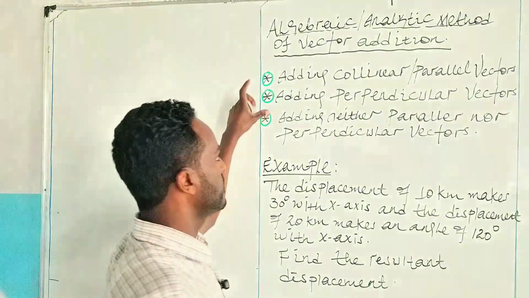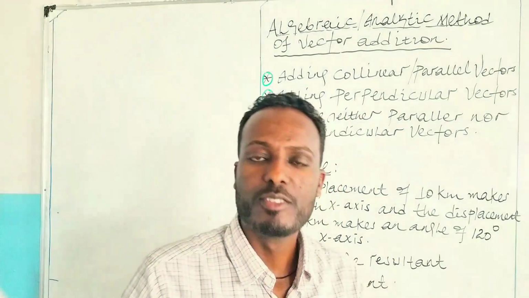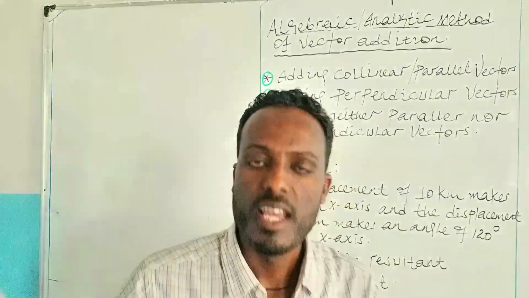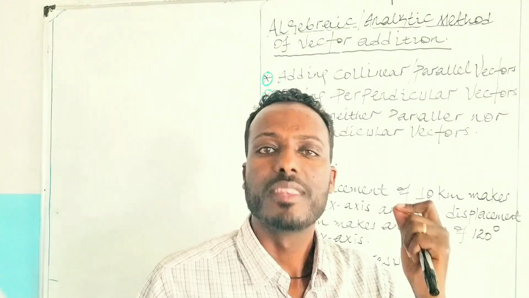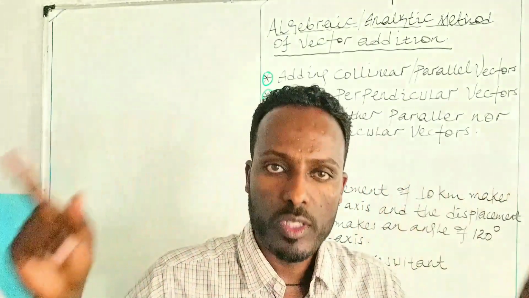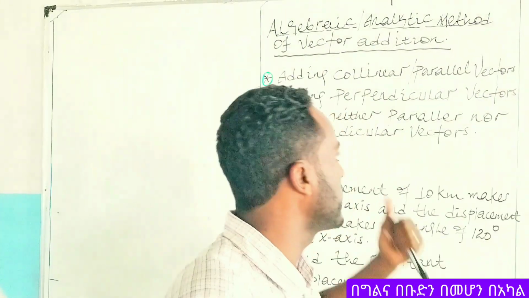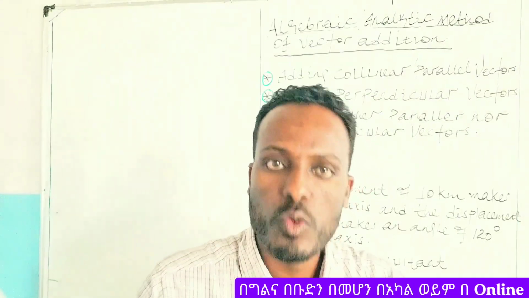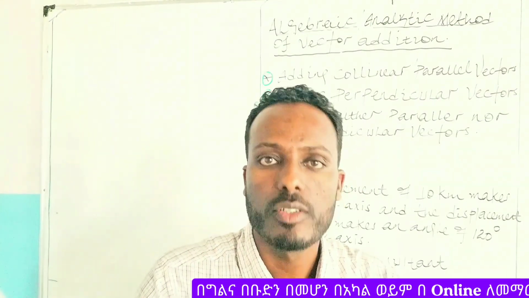Okay, let's see the first case. When you combine two or more collinear or parallel vectors, the magnitude or size of the resultant vector is the summation of all the vectors acting in a given system, and its direction is in the direction of the larger vector.